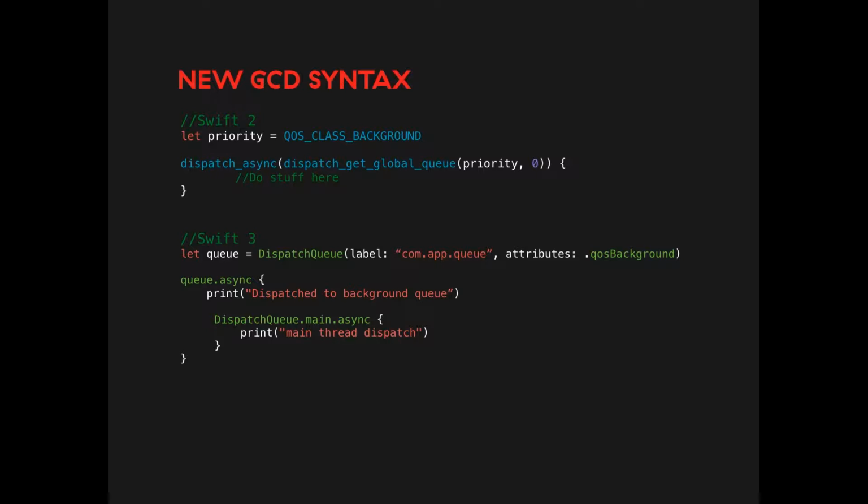As I said, it's completely rewritten. Now we have a new DispatchQueue class, which you use to create your queue. You can add your label and attributes like the quality of service class. And to post work on the queue, you just call async with your closure. And if you want to return to your main queue, just call DispatchQueue.main.async with your closure. They removed all the ugly parts, and it looks really Swift-like.